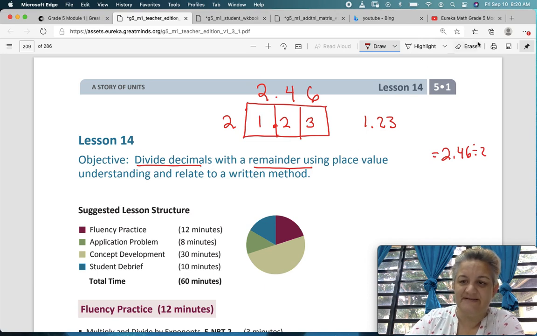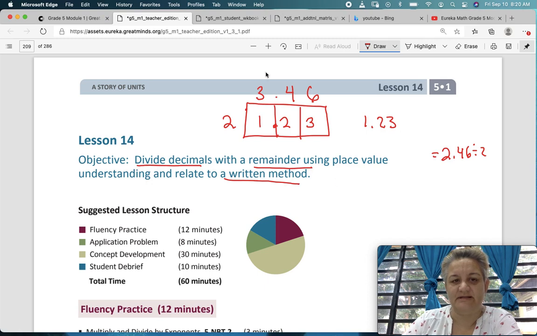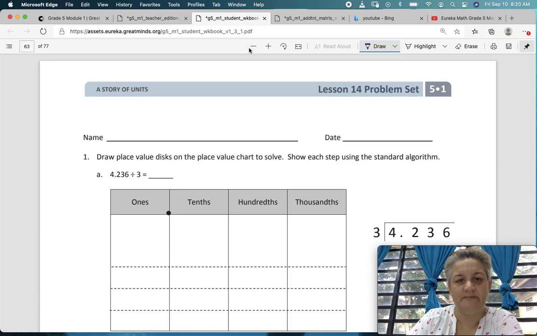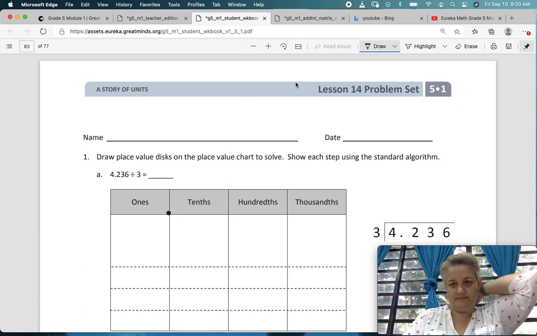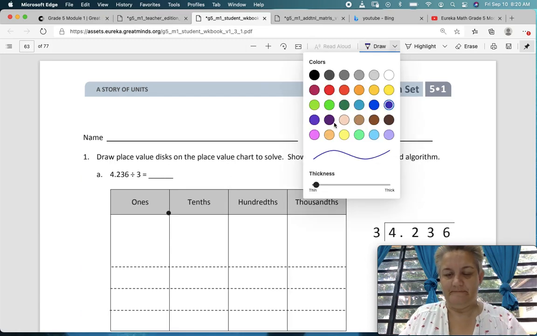Now, what happens if we have a number that's bigger? Well, 2 goes into 3 one time, but then there's a remainder there. So what are we going to do with that remainder? That's what we're going to practice today, okay? And when they say written method, that means we're going to use a little bit of unit form, right? Okay, so go to your Learn book.